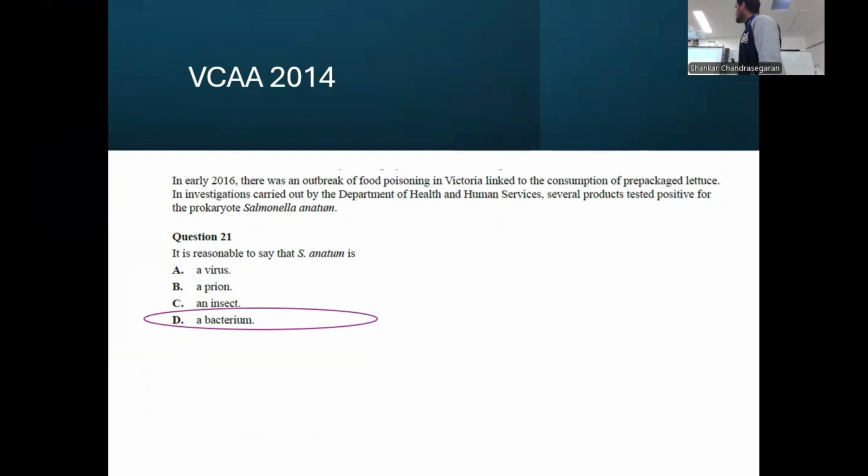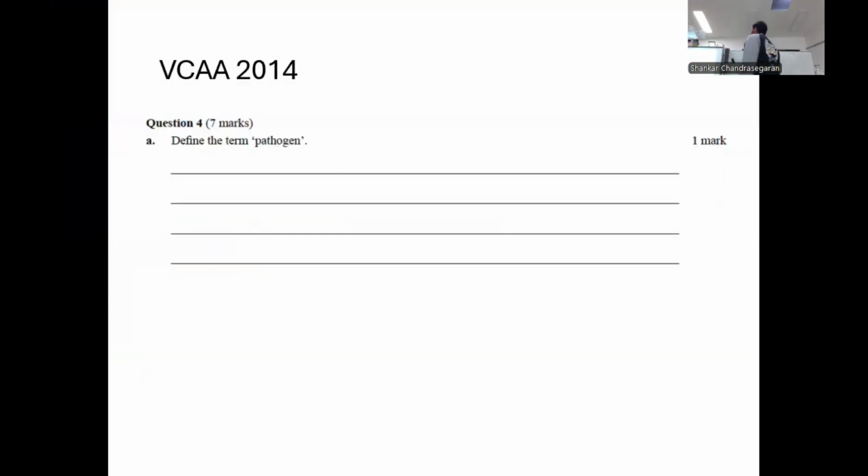Yeah, it's a bacterium. So next question, define the term pathogen for 1 mark. So this is where what I said just now comes in. How would you define a pathogen in 1 mark? I want everyone to write down an answer and then we will have a go. Think of an answer of what you would say to define a pathogen.